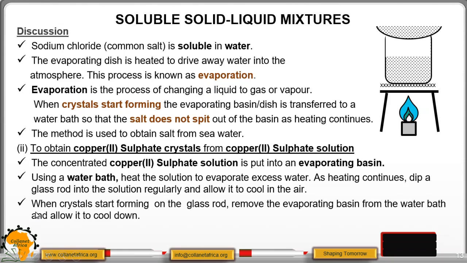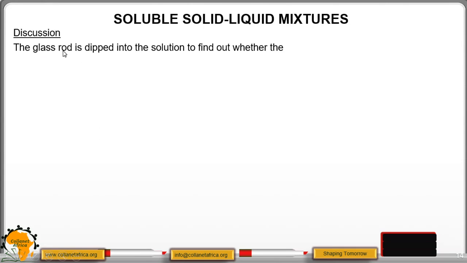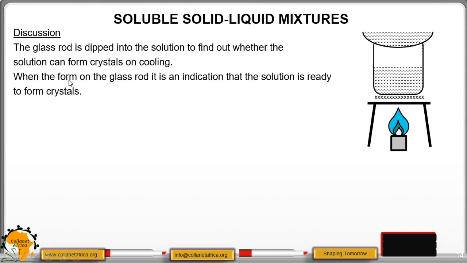Why do we do that? When the crystals start forming on the glass rod, remove the evaporating basin from the water bath to allow it to cool down. So we use this to check whether the solution can start forming crystals. Discussion: the glass rod is dipped in the solution to find out whether the solution can form crystals on cooling. When they form on the glass rod, it is an indication that the solution is ready to form crystals.